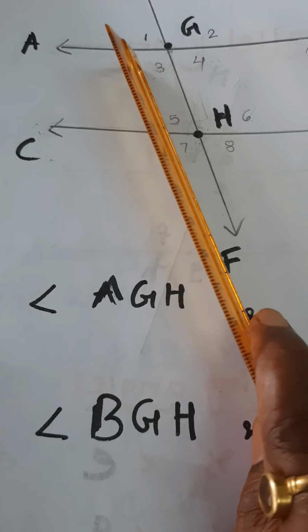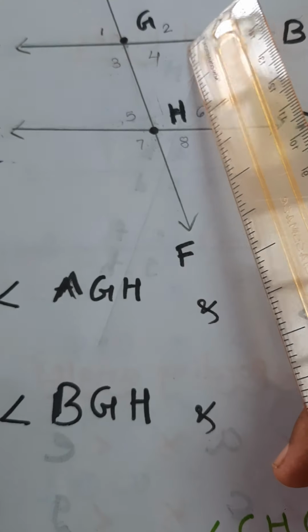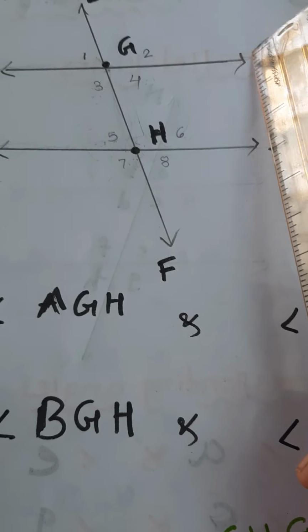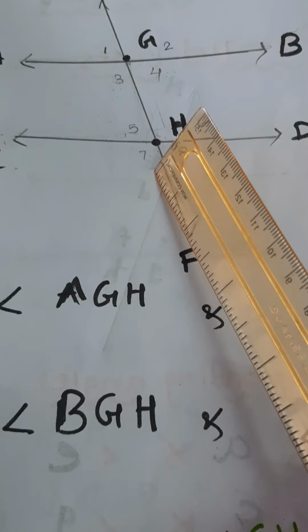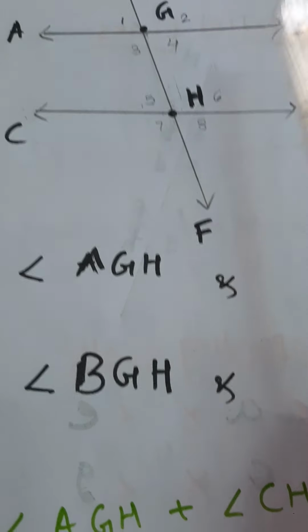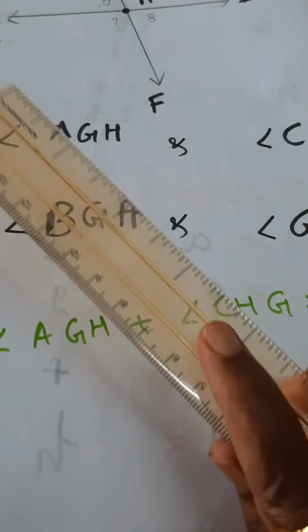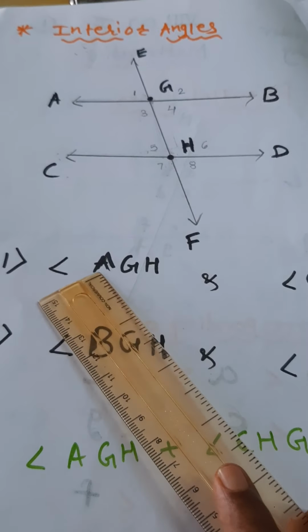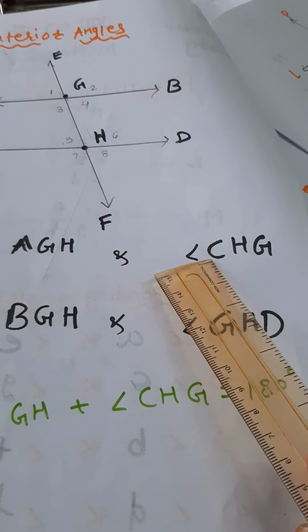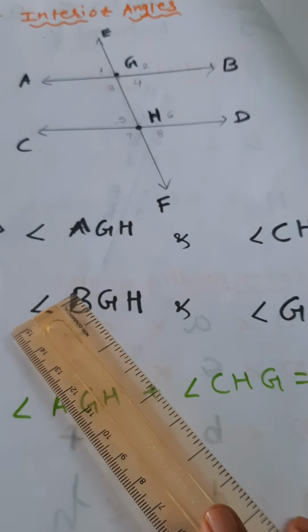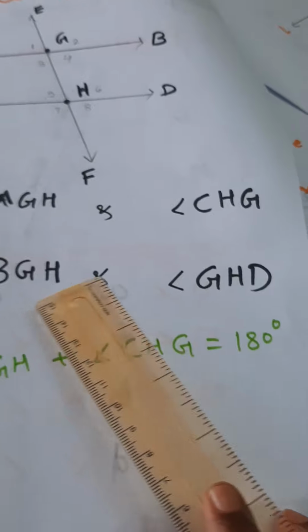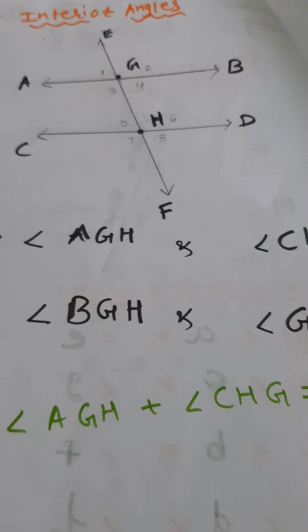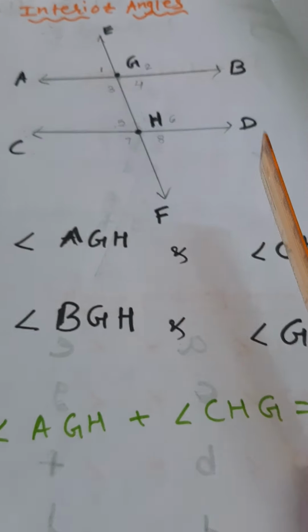This is one pair. And the second pair, angle number 4 and 6. So how this angle is formed? BGH and GHD, like this way. So these are the two pairs of interior angles, angle AGH and angle CHG. Second pair, angle BGH and angle GHD. Understood? Now here we have seen by using 3 letters.